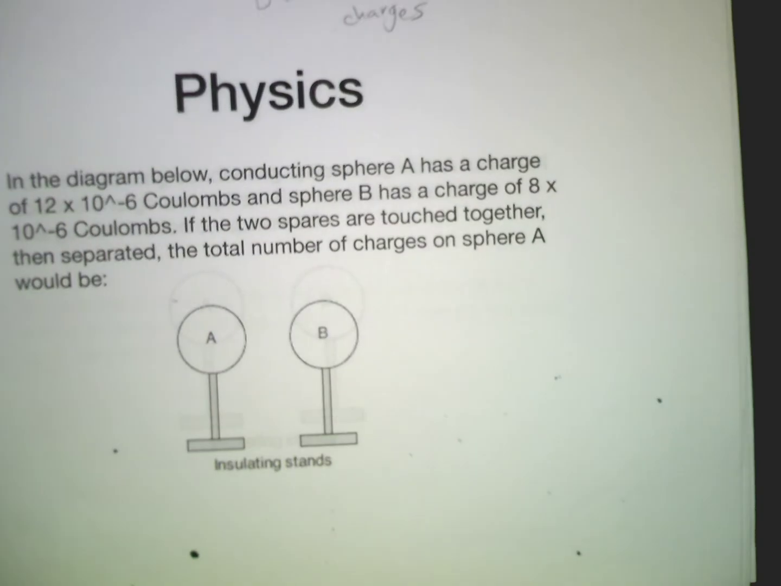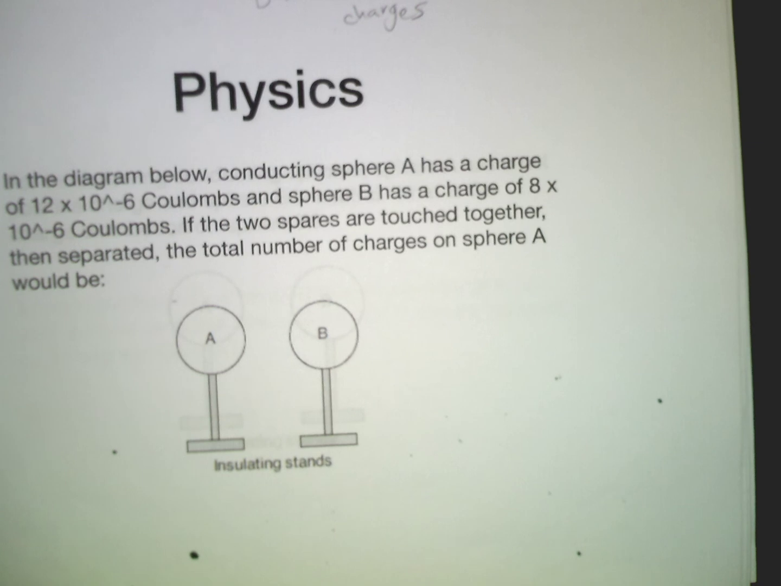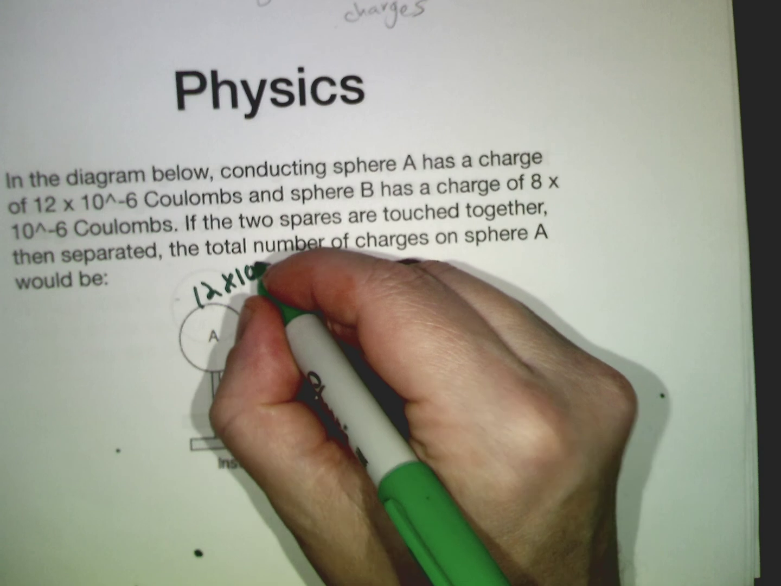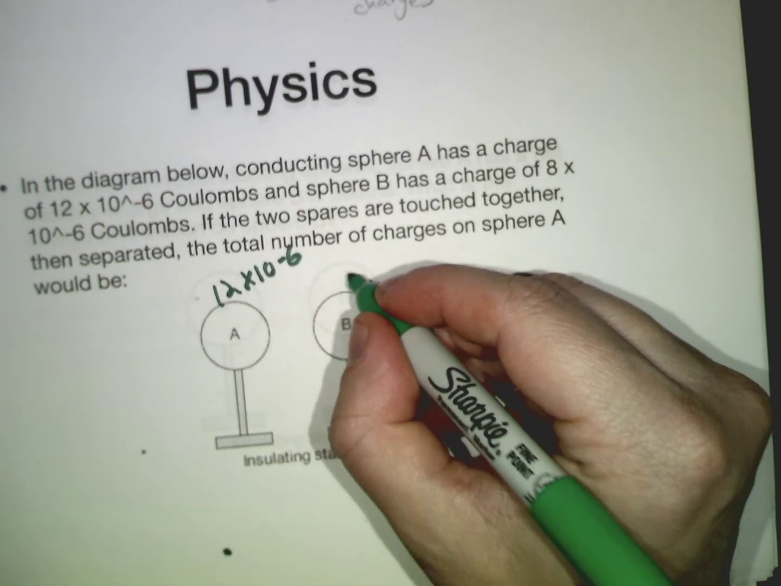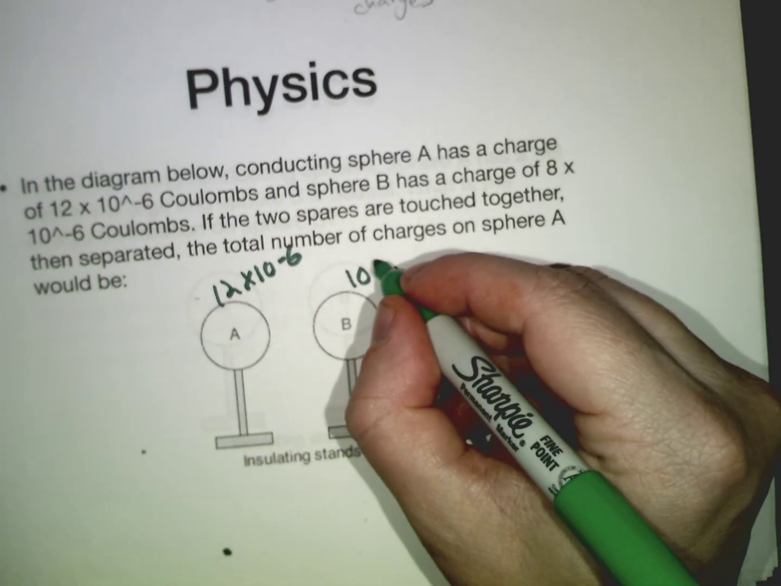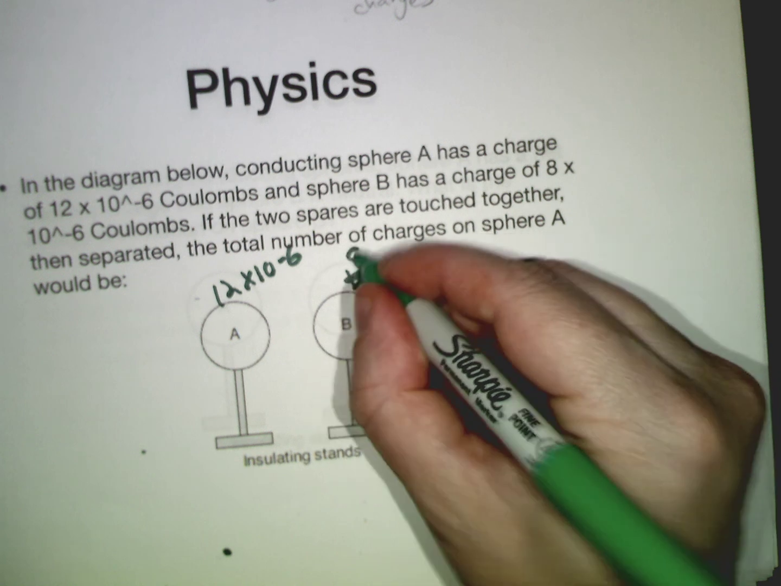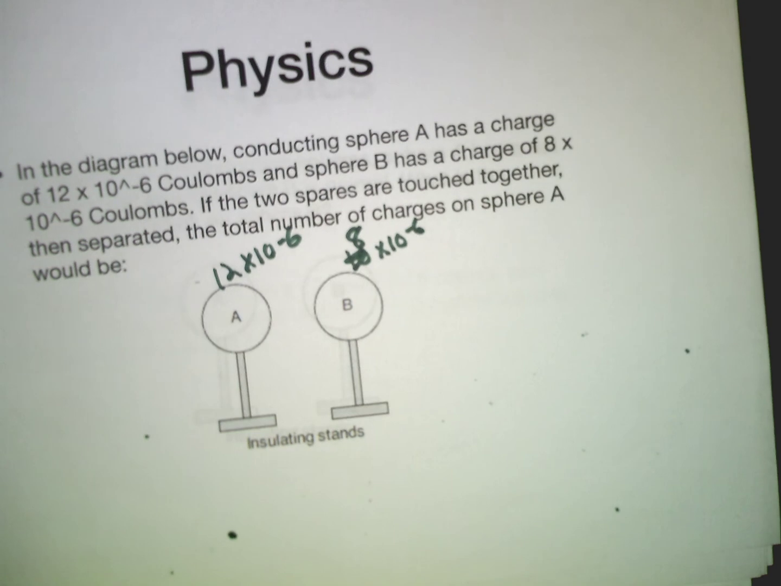Okay, it says here, in the diagram below, conducting sphere A has a charge of 12 times 10 to the negative 6 coulombs, and sphere B has a charge of 8 times 10 to the negative 6. Now this is all about distribution of charges. Remember, charges always want to balance out.